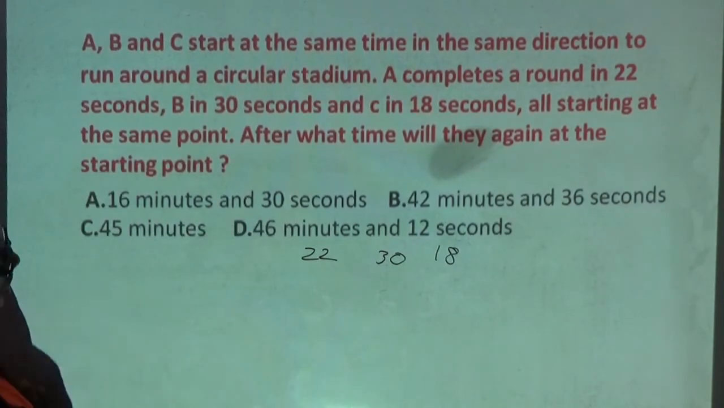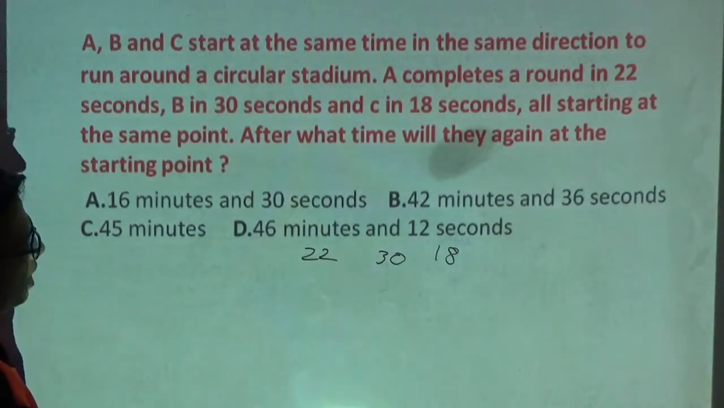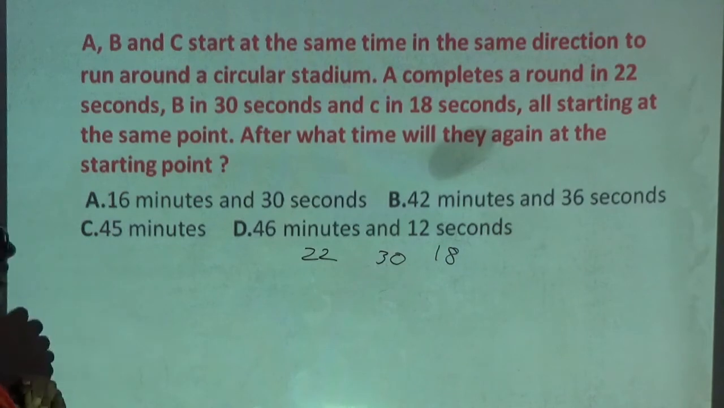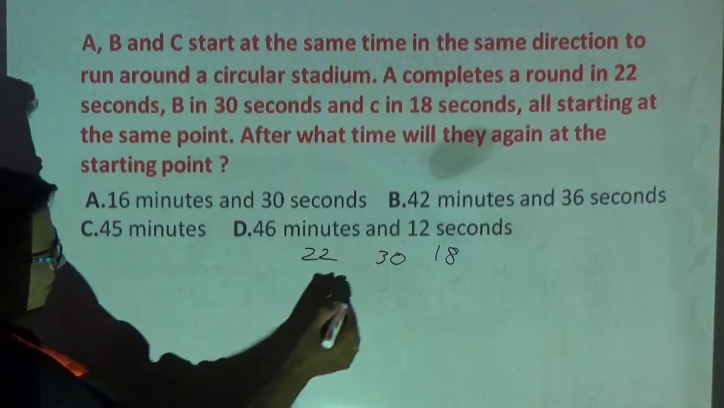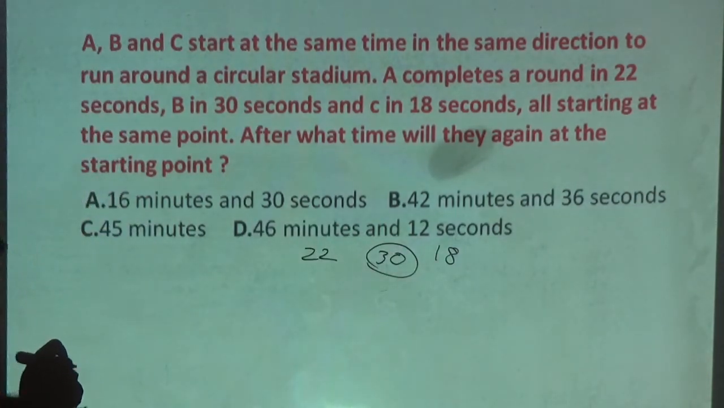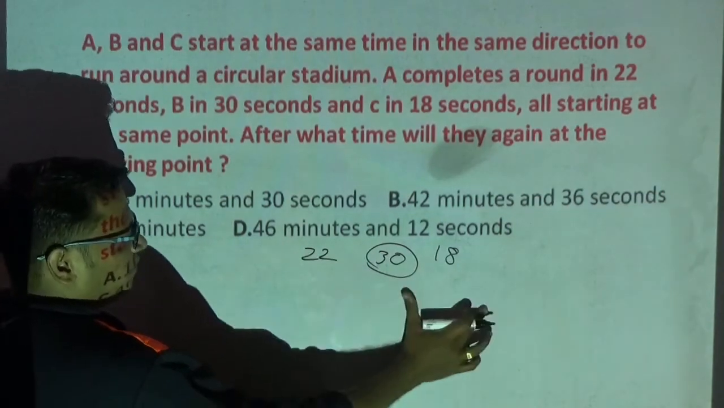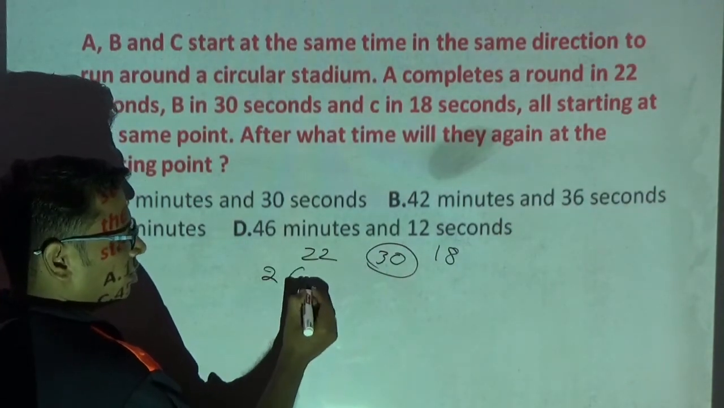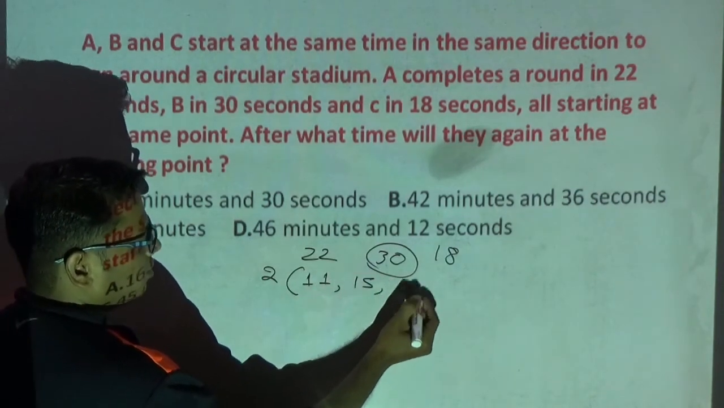Similarly here, instead of 2 and 3, I have taken 22, 30 and 18. What I am going to find out is the LCM now. Which is the biggest number here? 30 is the biggest number. Now check whether it is divisible by these two. No. So what will I do? I will simplify this. First I will take 2 common: 2 elevens, 2 fifteens, 2 nines.